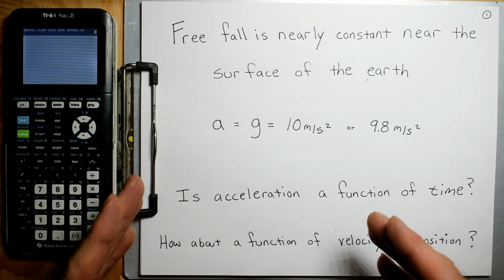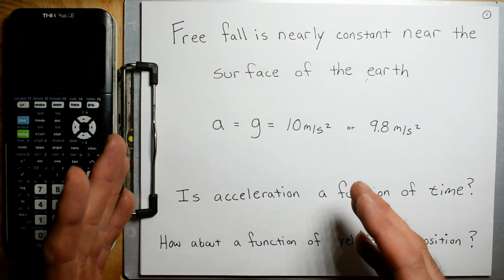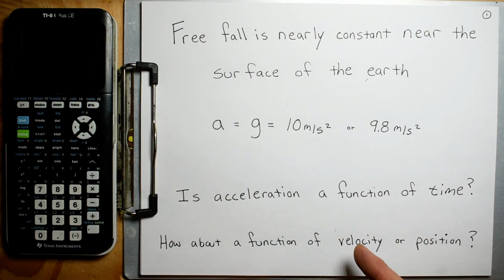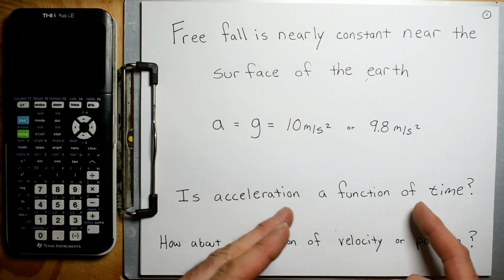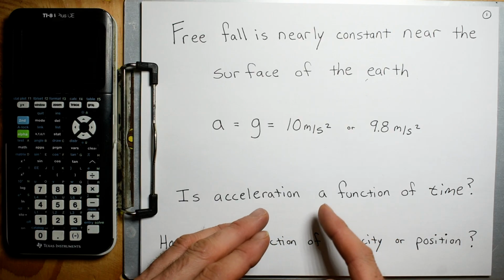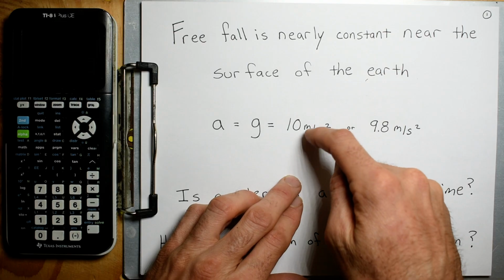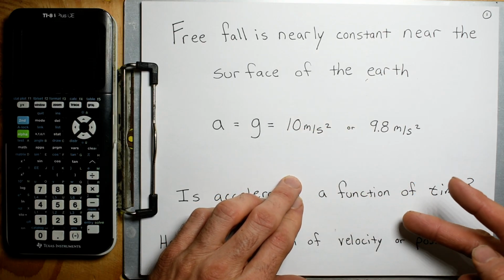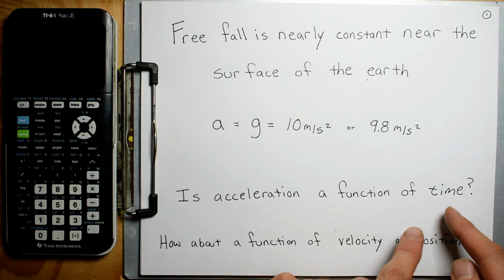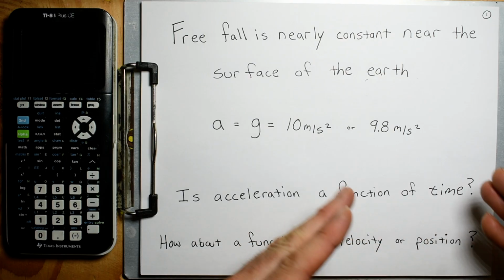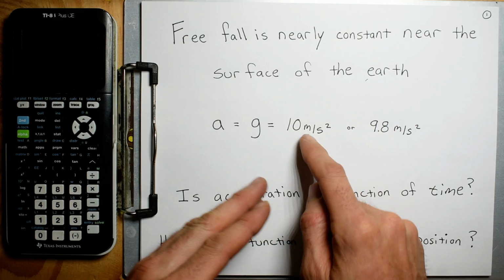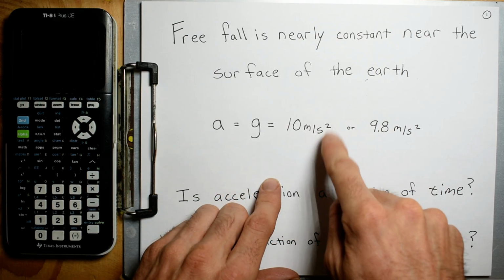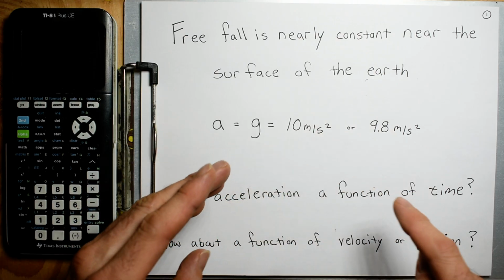And yes, it is. The definition of a function is you have an independent variable that I can put in. At 0 seconds, when I drop something, what's the acceleration? It's going to be 10. In 2 seconds, what's the acceleration? That's what I insert into my function, and guess what? The output's going to be 10. So even though there's no t anywhere in sight, it's still a function of time.